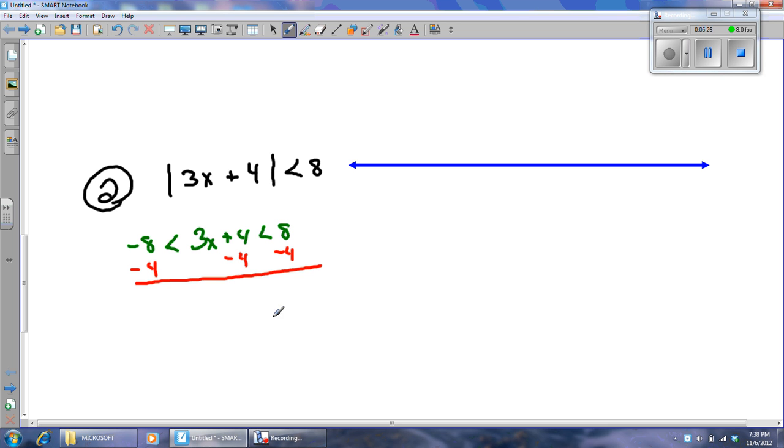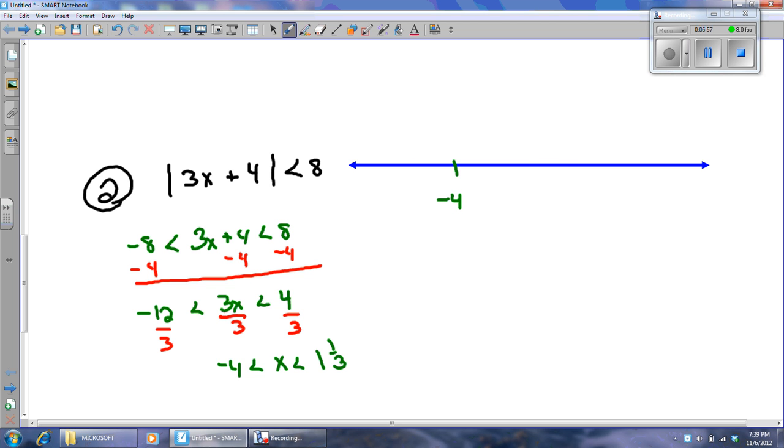And when I do that, I'm going to end up with negative 12, which is less than 3x, which needs to be less than positive 4. X is not alone, so I'm going to divide by 3 in 3 places. And I'm going to end up with negative 4 is less than x, which is less than, and I'm going to go ahead and put 1 and 1/3, because I'm going to a number line, and I don't know that 4/3 makes as much sense to me as 1 and 1/3.